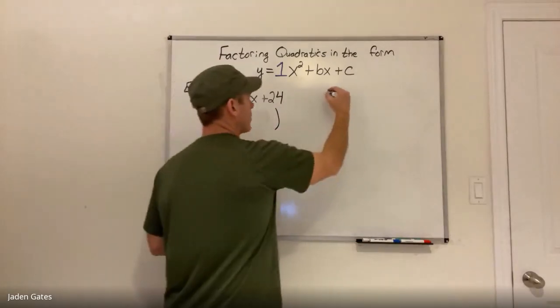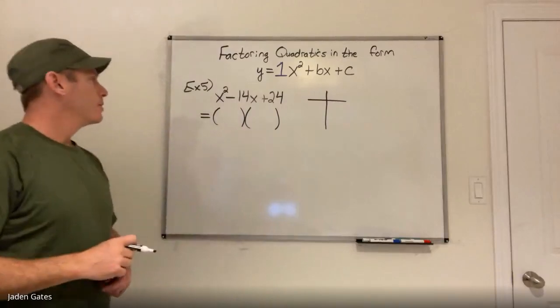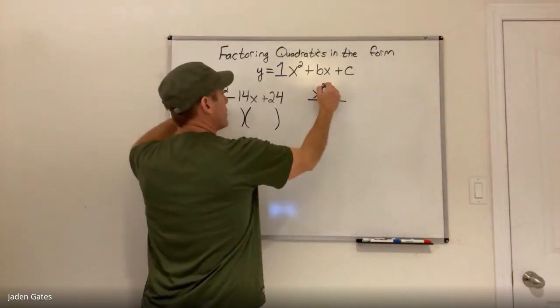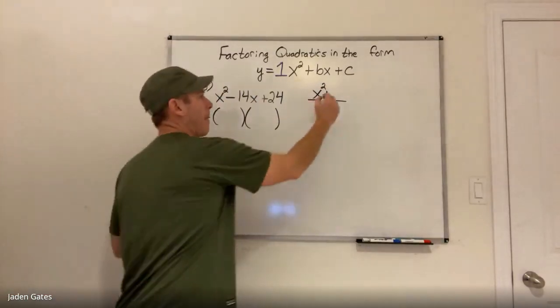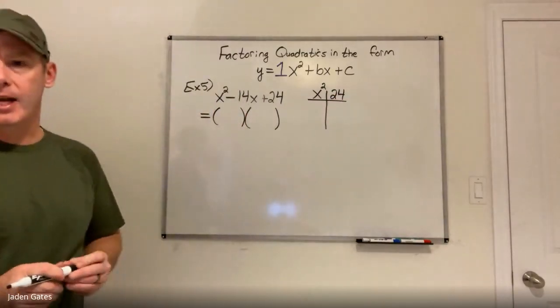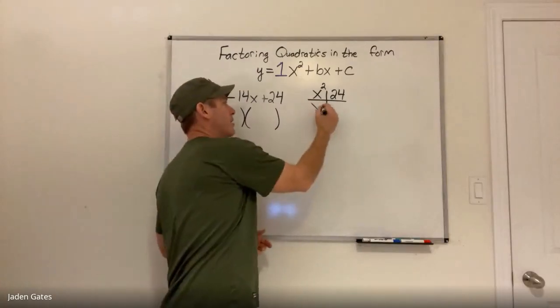All right, so I'm going to again draw my table over there. Again, first term going in my top left, the last term in the top right. Now it's to complete my table. And once again, x squared, I'm going to have x and an x.